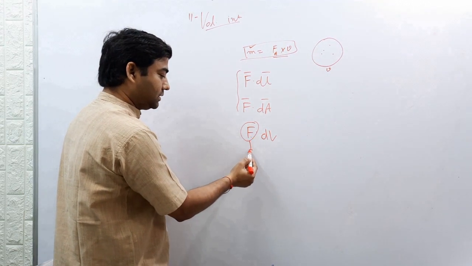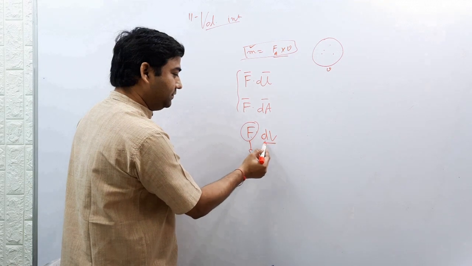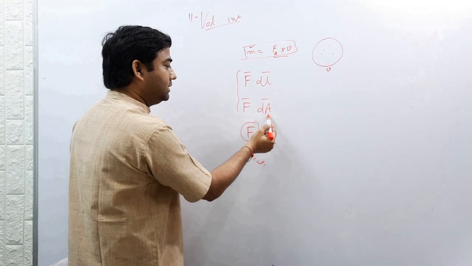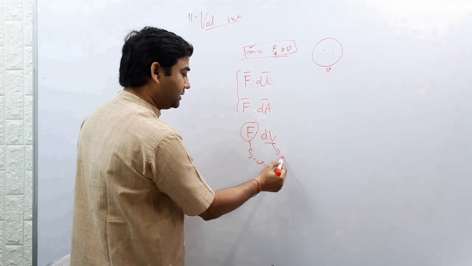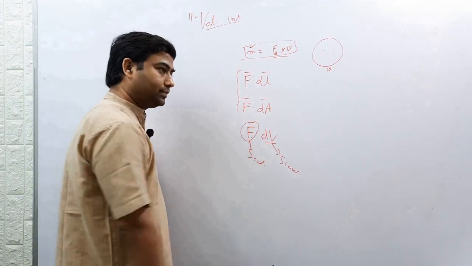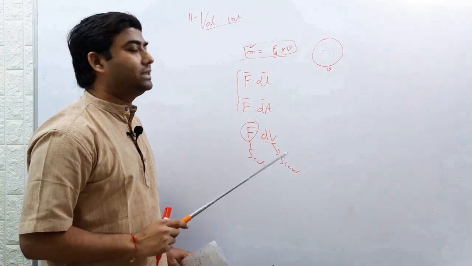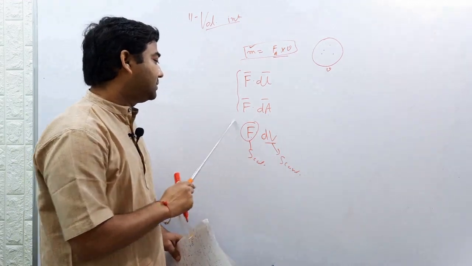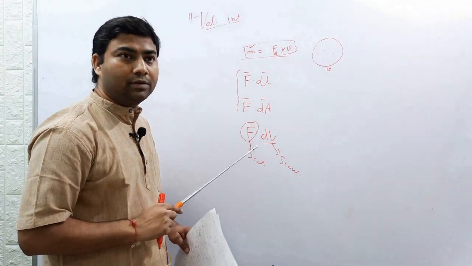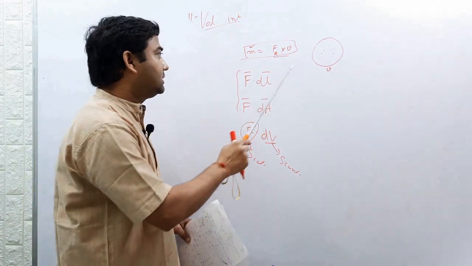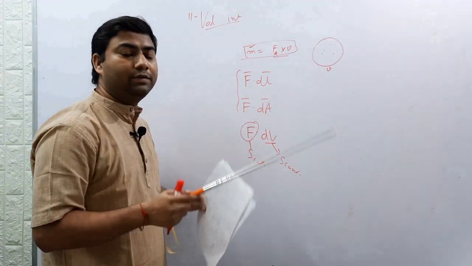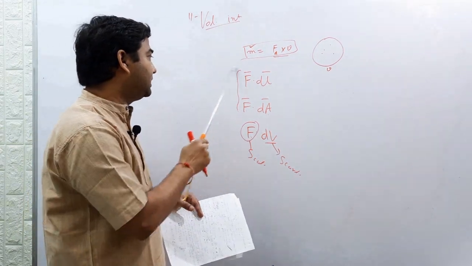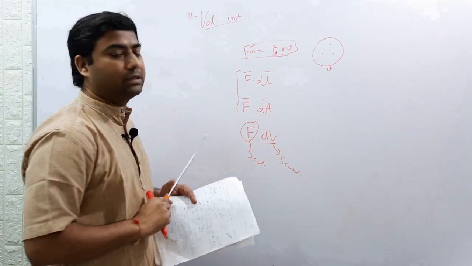F is a scalar function, and dv is not a vector, like dA and dl. It is also a scalar volume. So volume integration is simply a product of scalar quantities which are changing in a sphere. Then we use volume integration. Unlike these two, volume integration is carried out for a scalar function.